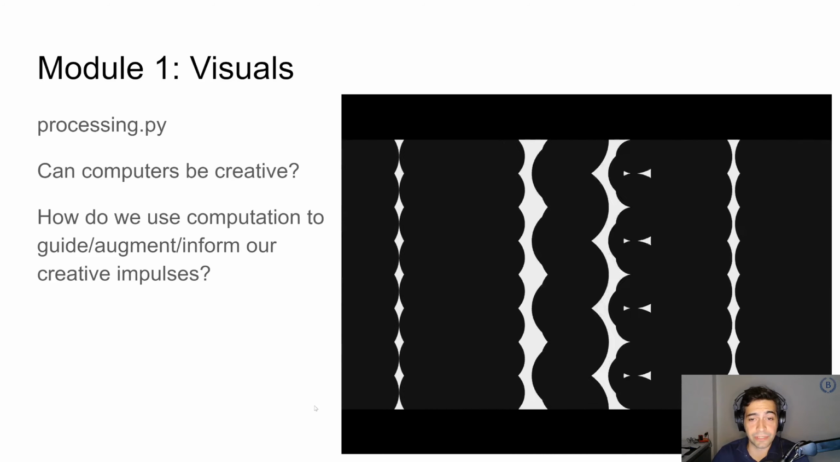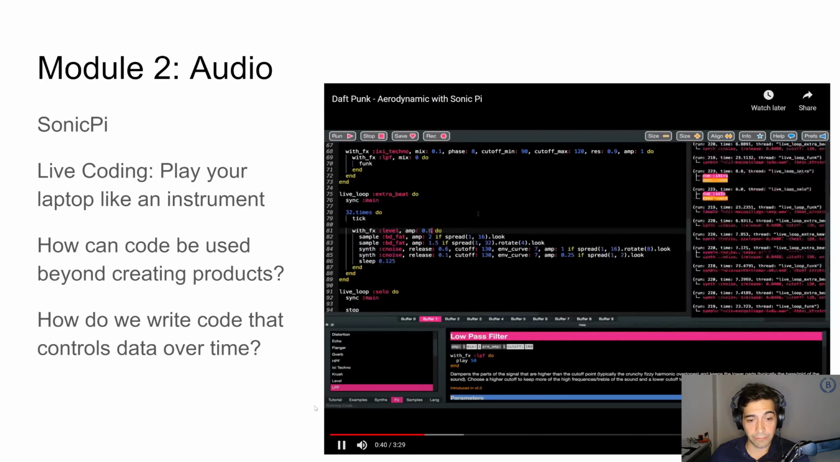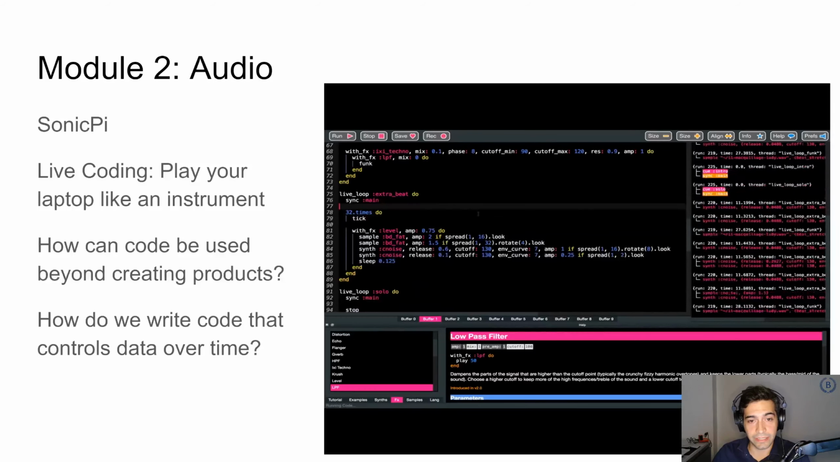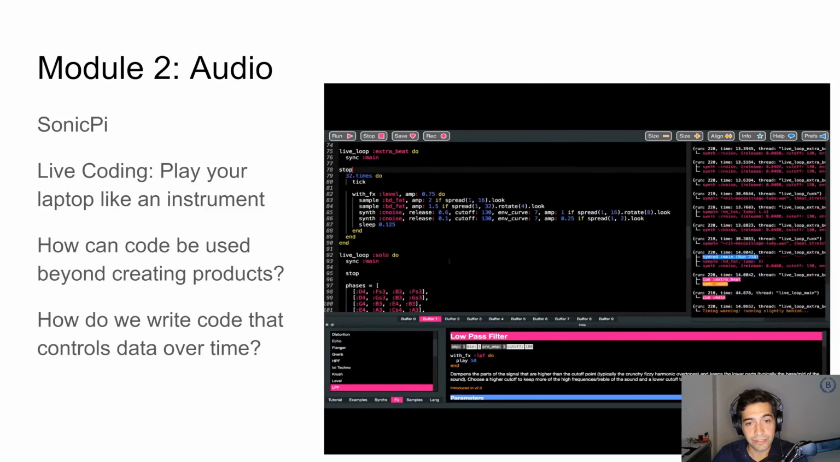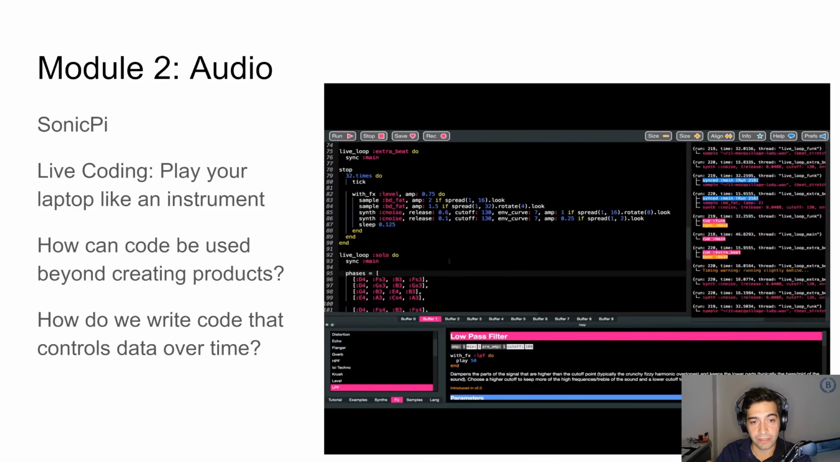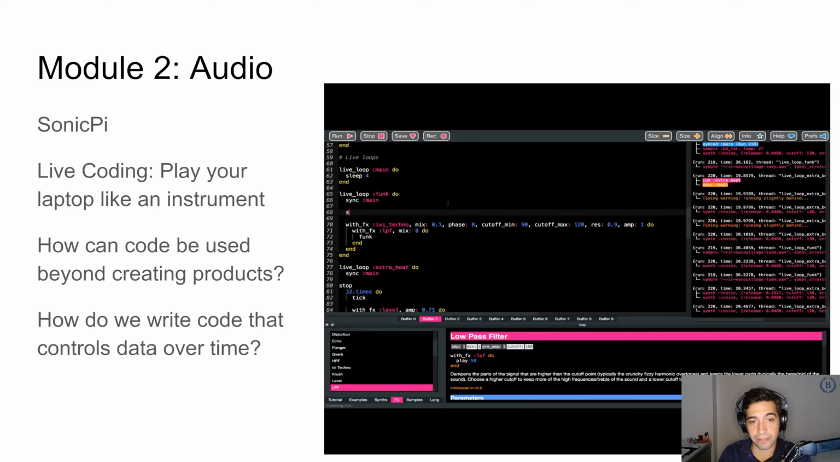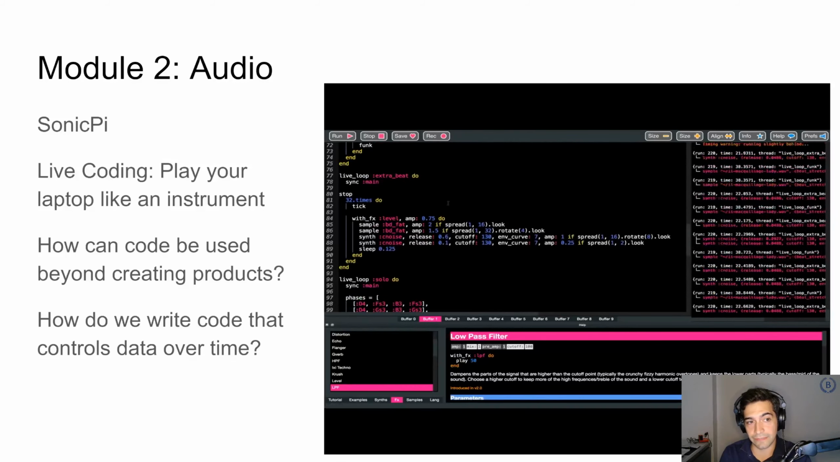Then we'll be moving on to audio, and we'll be doing live coding. So live coding is what you see right here and also what you hear. So we have a performer here, an artist who is actually coding in real time to create the music that you hear. This is called live coding.